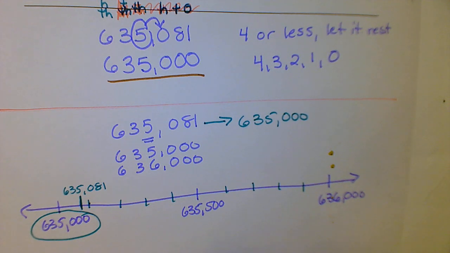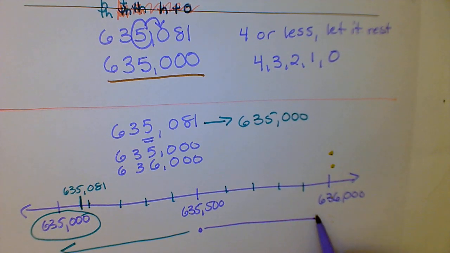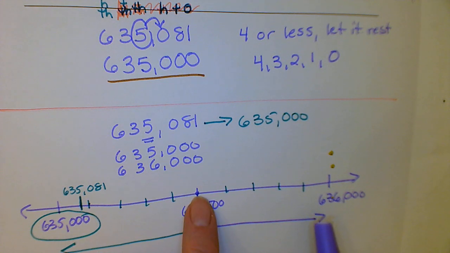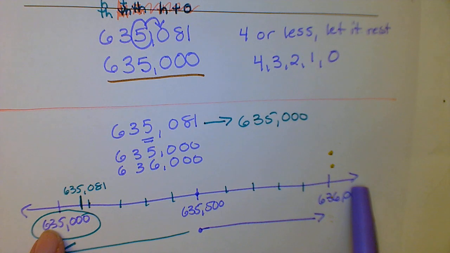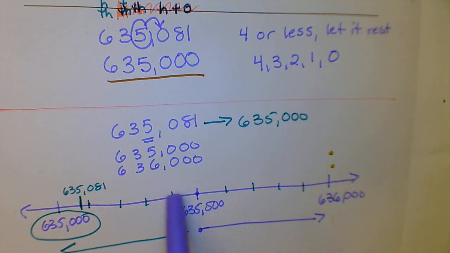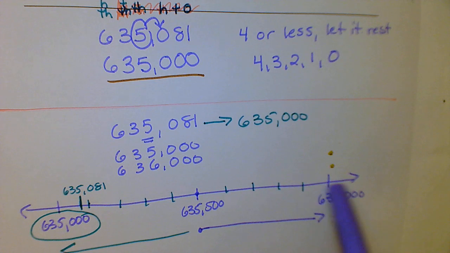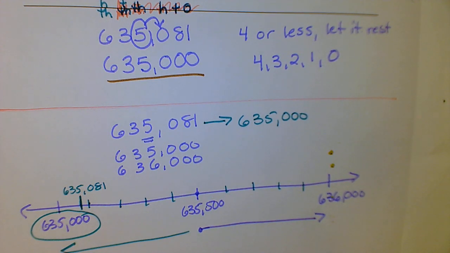Remember, everything down here would round this way, and everything starting with the 5 would round up. Starting with the 5 right here, everything from here would round on up, because this is that halfway point. Everything here is closer to the 6,000, and everything from here on down is closer to the 5,000. So that's why we have 4 or less let it rest, and 5 or more raise the score means we go up to that 6,000.